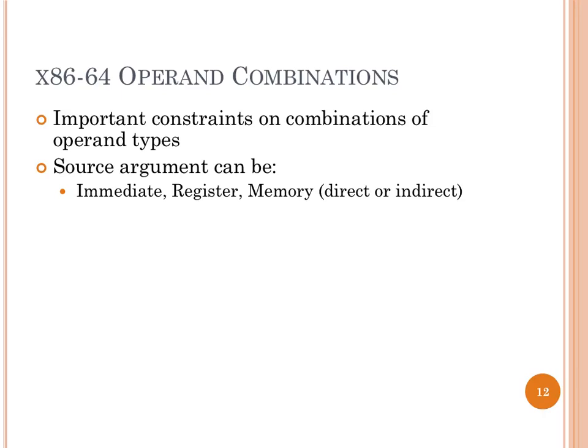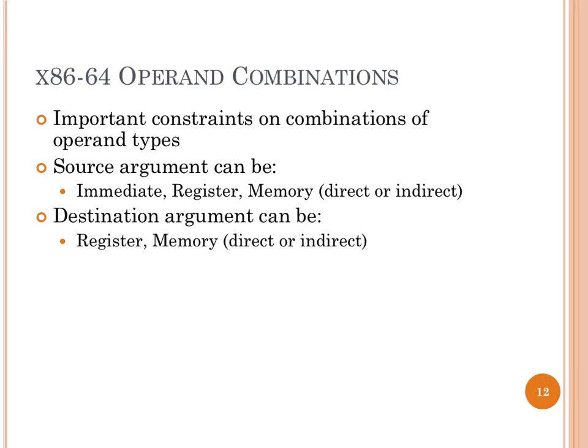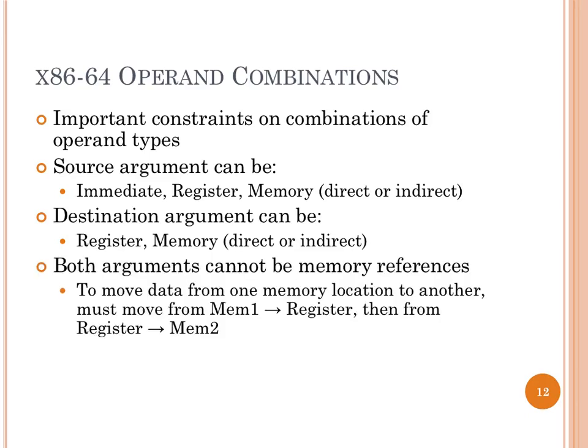Let's see. There are important constraints. First of all, the source can be an immediate value. I hope everybody knows what I mean when I say an immediate value. It's identical to saying it's a literal, like, let's say, $9 written in your program. So it's just a number that you put in there. It can be a register. It can be a memory location. The destination cannot be an immediate value. That would not make any sense. I don't want to set 9 to be 5. So the destination can be a register or a memory location.